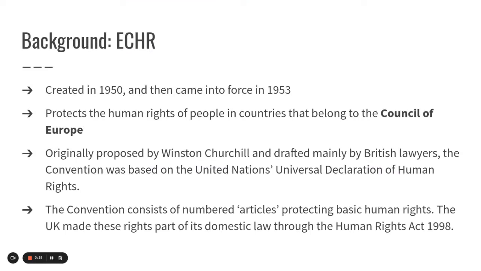So in order to understand the Human Rights Act and even understand the arguments for a British Bill of Rights, we need to know about the European Convention of Human Rights. This was created in 1950 and came into force in 1953. It was created by a group called the Council of Europe, which was set up after World War II in order to avoid any human rights atrocities like what happened with the Nazis in the Holocaust. The European Convention was actually originally proposed by Winston Churchill and drafted mainly by British lawyers.